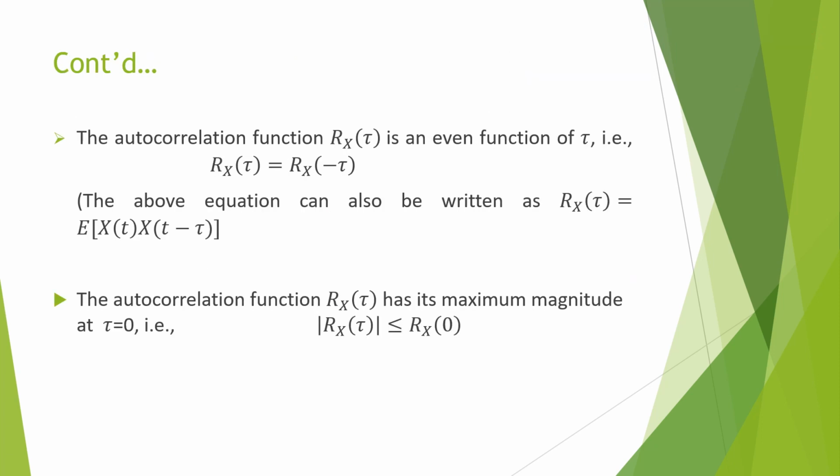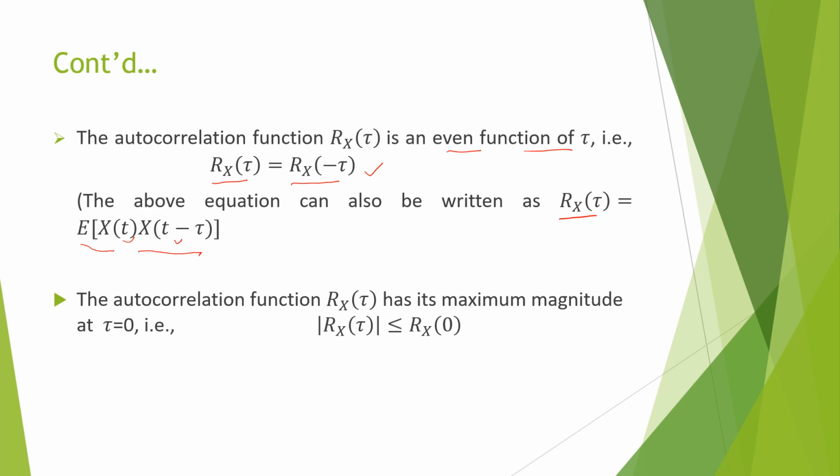The second property of the autocorrelation function is that it is an even function of tau. So we can write Rx(tau) is equal to Rx(minus tau). Now this can be deduced readily from this equation. The autocorrelation function can also be written as the expectation of x(t) and x(t minus tau). So the time difference between these two is minus tau. From this equation we can write that Rx(tau) is equal to Rx(minus tau), that it is an even function of tau.